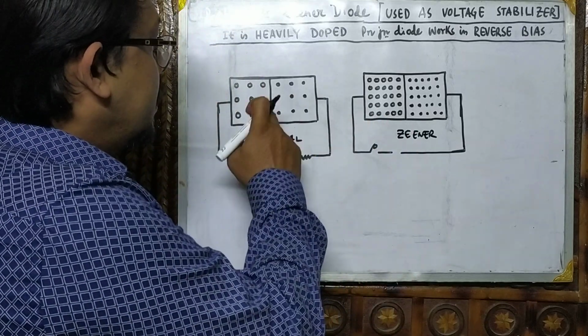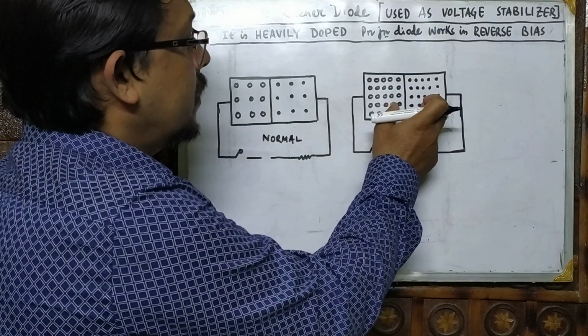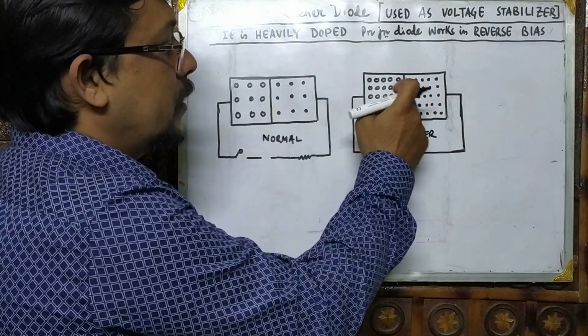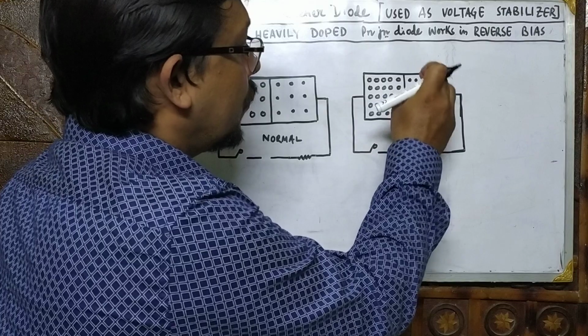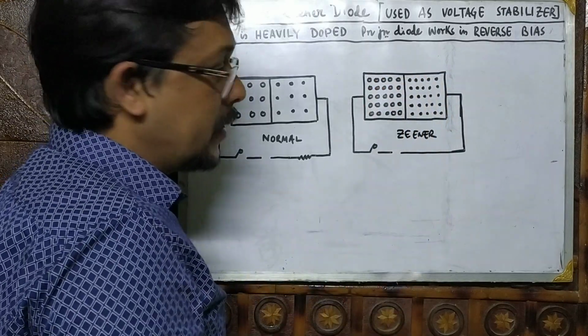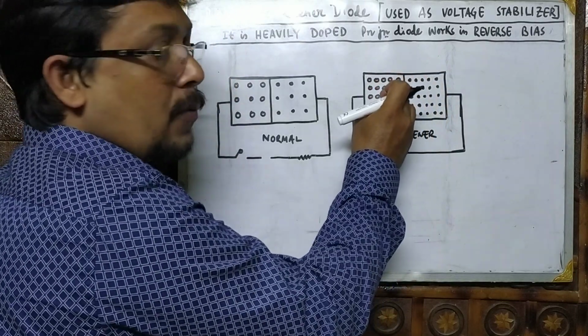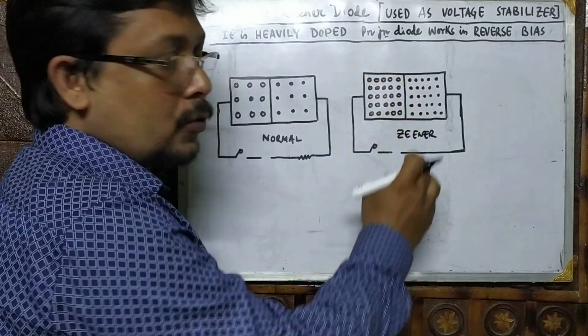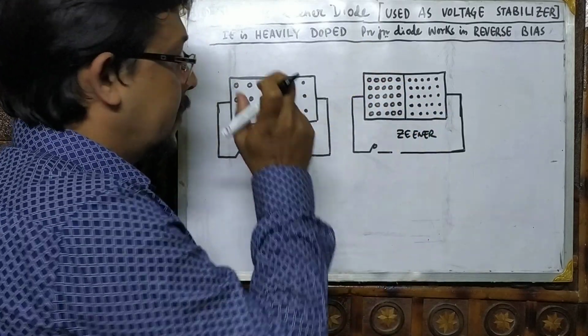Here the concentration is normal. Here the concentration is more because it is heavily doped. Heavily doped means the concentration of electrons in the conduction band is more, and the concentration of holes in the valence band is more. So here the concentration is more, here the concentration is less.